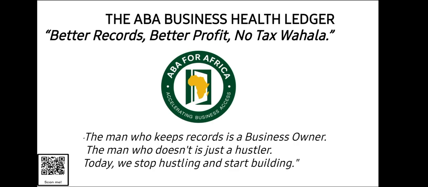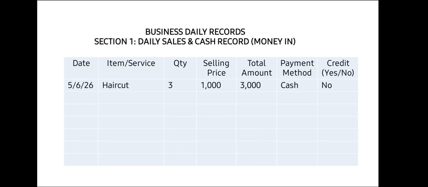Section 1. Daily sales and cash record, money in. What this section is for? This is where you record everything you sell in a day. If money enters your hand because of business, it must be written here. Now, this is how to fill it.